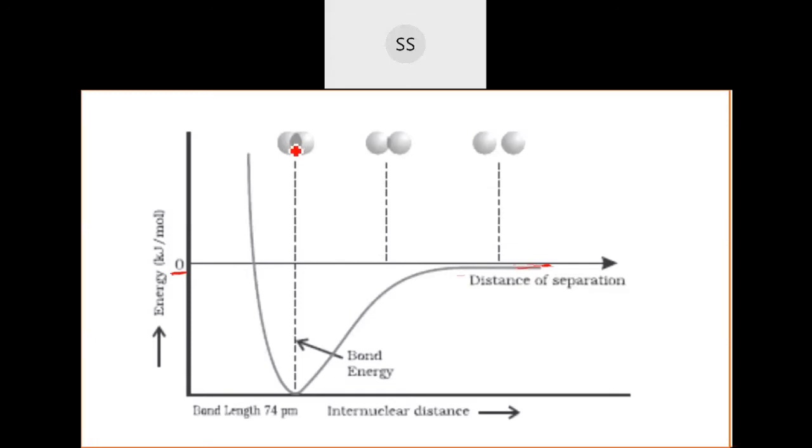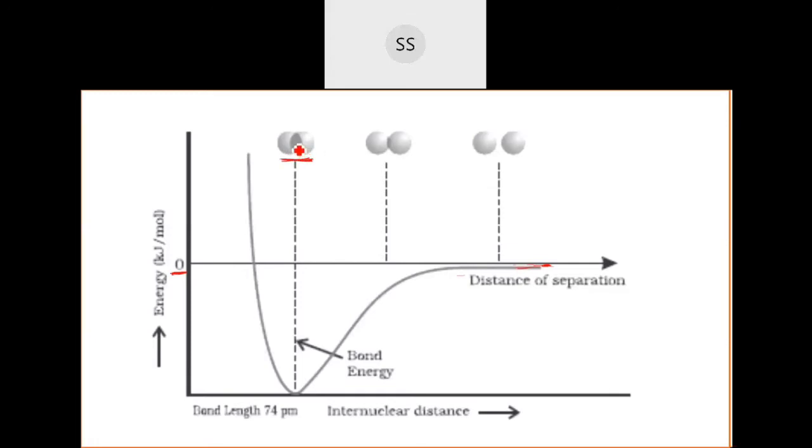Okay, and that length is called the bond length. Here is where the bond formation happens, where the repulsive force and the attractive force get balanced with each other. Suppose you try to get these atoms still closer. Now here the bond has been formed.